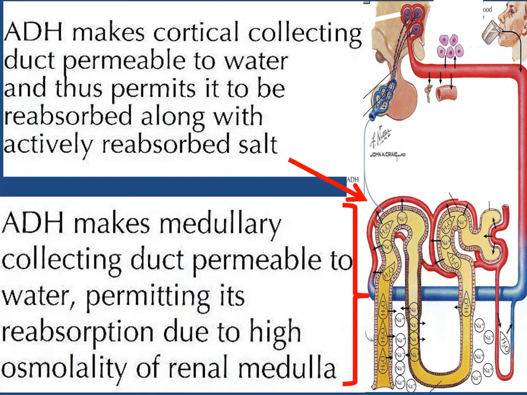Antidiuretic hormone makes the cortical collecting duct permeable to water and thus permits it to be reabsorbed along with the actively reabsorbed salt. Antidiuretic hormone makes the medullary collecting duct permeable to water, permitting its reabsorption due to high osmolality of the renal medulla.